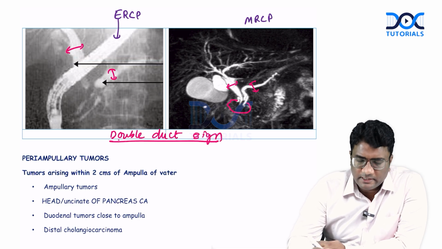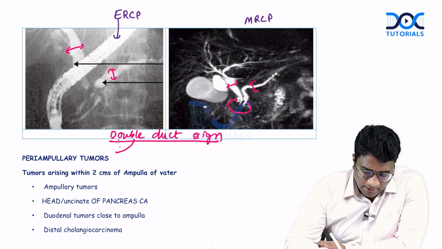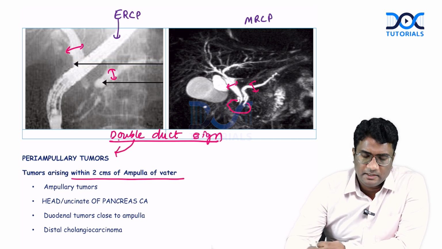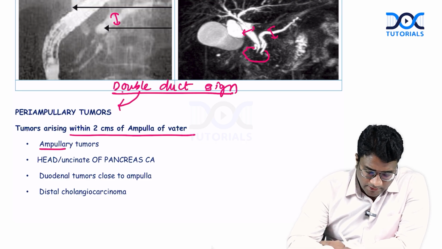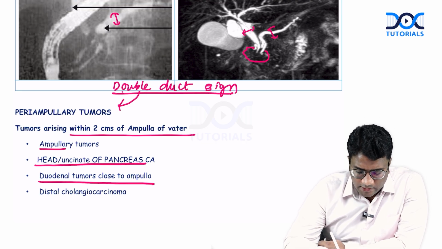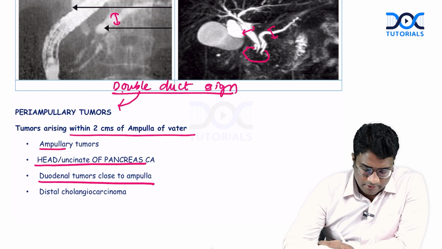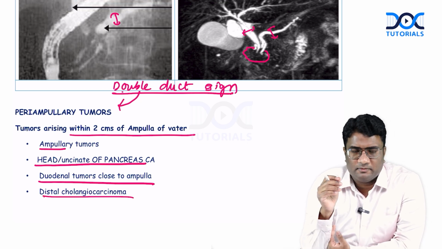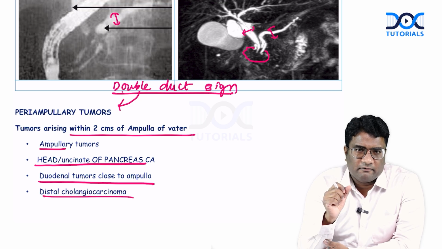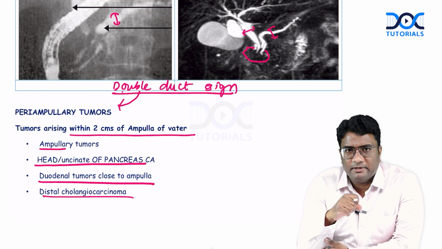And where do you see this double duct sign? In periampullary tumors, tumors which are within 2 centimeters of the ampulla of Vater. So, they can arise from the ampulla, they can arise from the head or uncinate part of the pancreas, they could be duodenal tumors close to the ampulla, or this could be a distal cholangiocarcinoma. So, any cancer that is developing within 2 centimeters of the ampulla of Vater can produce this double duct sign.